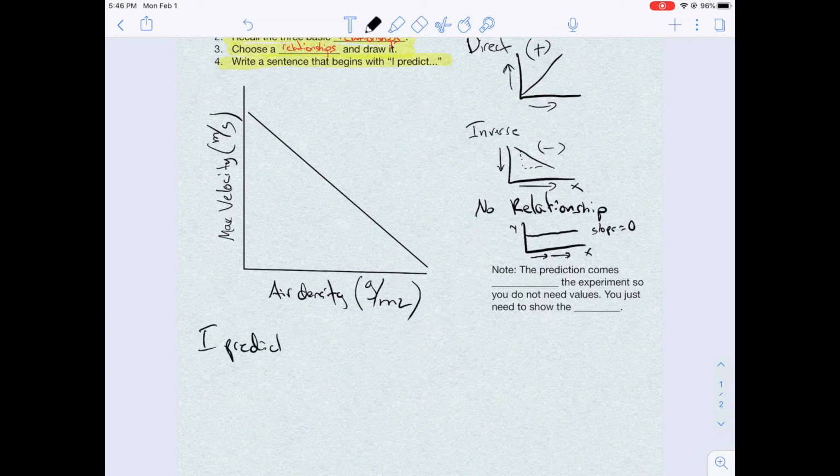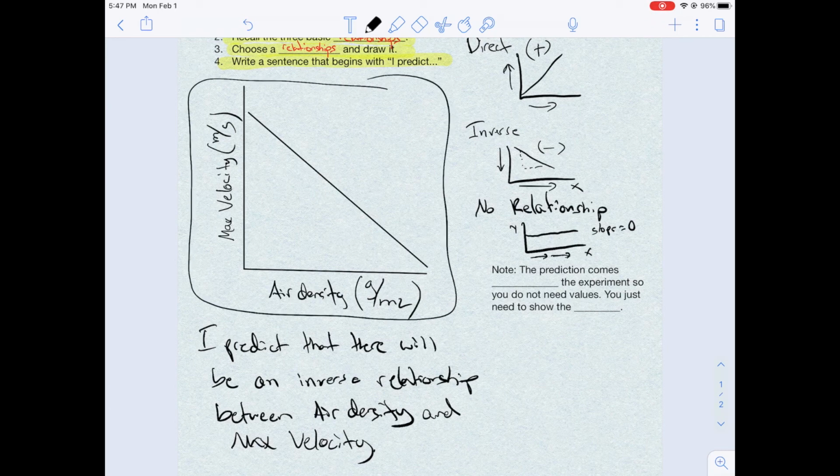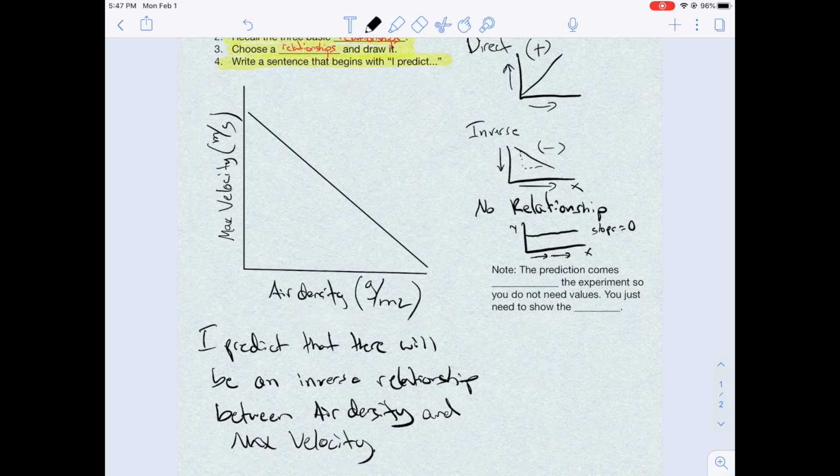I predict that there will be an inverse relationship between air density and max velocity. And you don't need to tell me why for this, just the prediction graph and the prediction statement. So awesome. 1, 2, and that's good. That's all you need. So screenshot that and then put that in. You would screenshot your own and then you put that into the lab write-up.